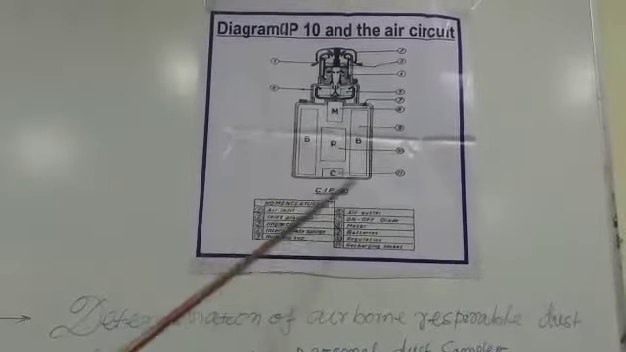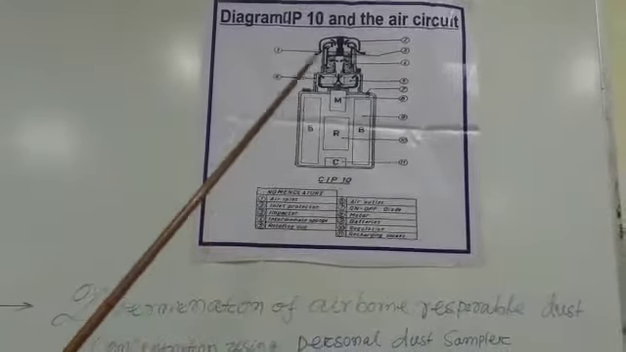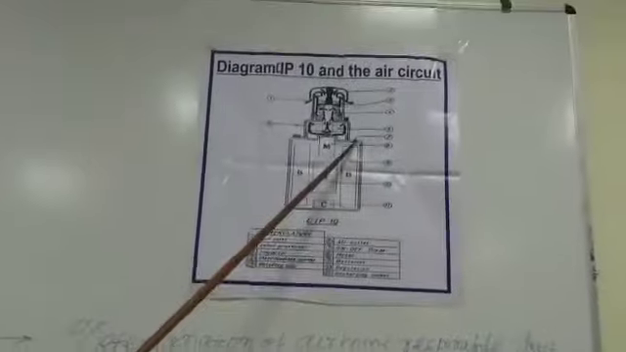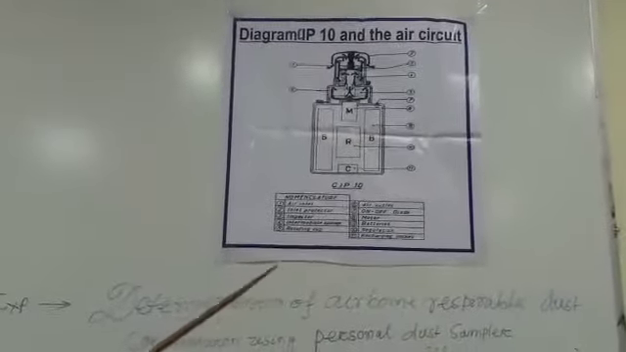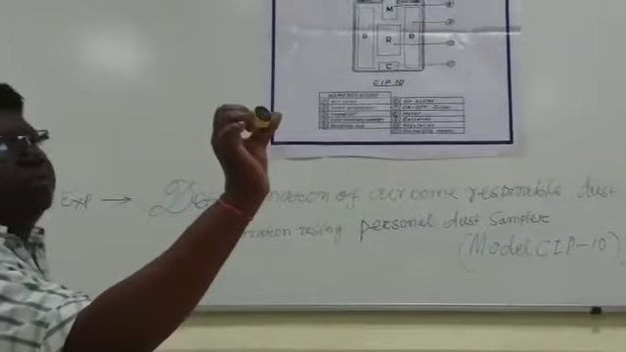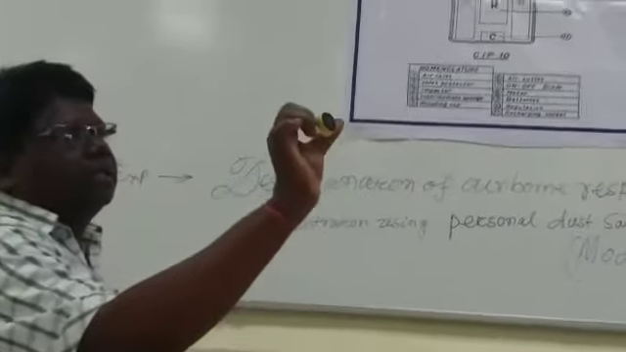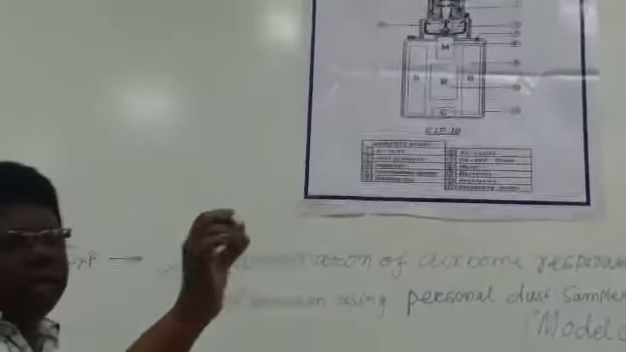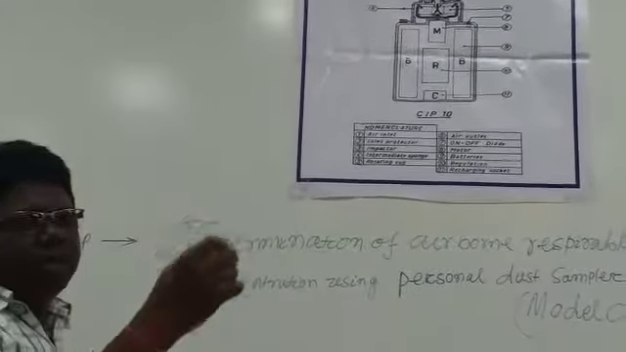Then there is the on-off diode, number seven. This is a special magnet, and this is the on-off system. Once you switch on the instrument, nobody can switch it off, and you can carry it in your coat pocket. Because it is a personal dust sampler, it is a very handy instrument.